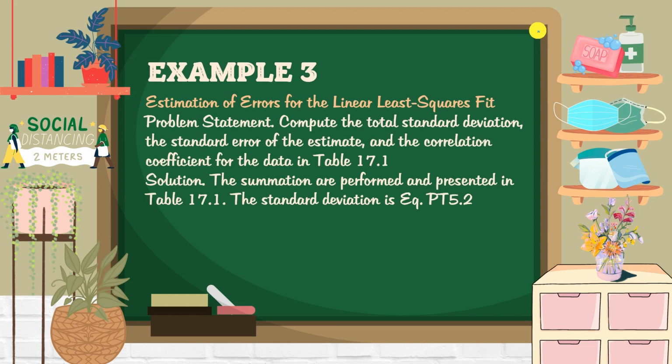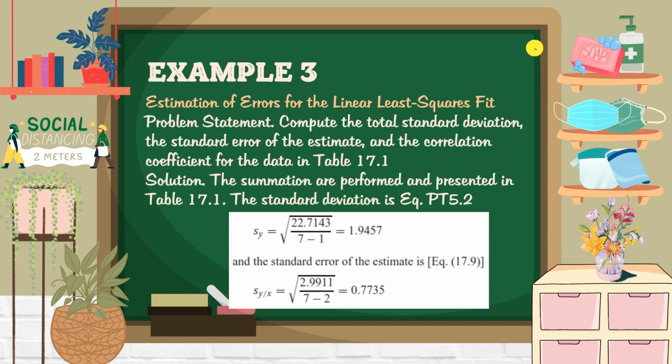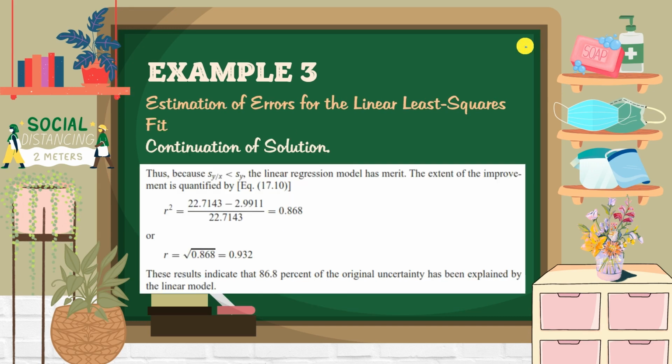The standard deviation is equation PT 5.2. S sub y equals the square root of 22.7143 all over 7 minus 1, which equals 1.9457. The standard error of the estimate, equation 17.9, S sub y over x equals the square root of 2.9911 all over 7 minus 2, which equals 0.7735. Thus, because S sub y over x is less than S sub y, the linear regression model has merit.